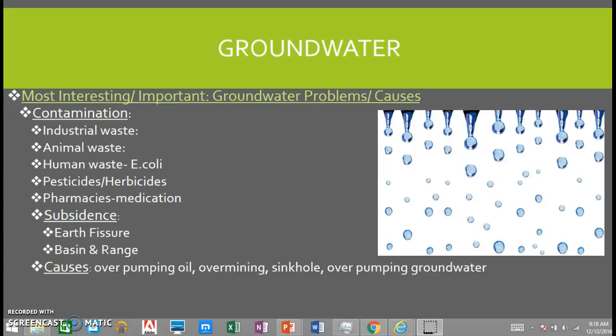And then the basin and range is an extension-led series of normal faults where groundwater is overpumped. The spaces fill, which causes it to sink, which is really sad. And then the causes of subsidence are the overpumping of oil, overmining, sinkholes, and overpumping of groundwater.